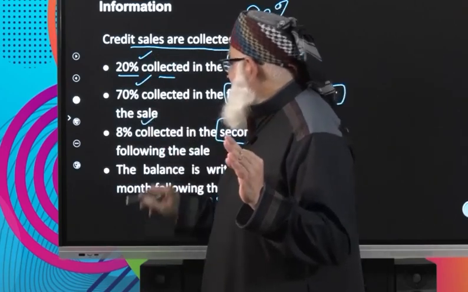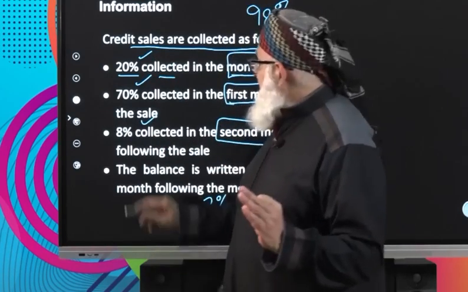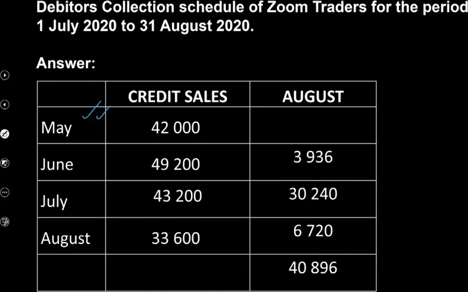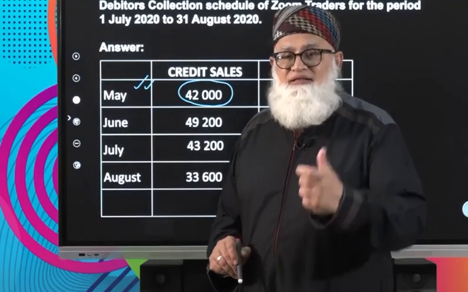8% will pay us in July. Therefore, notice that May's credit sale has no impact on August. The question that you may be asking is, why is the 2% not shown in August? Because clearly the 2% is your bad debt that you had written off in the month of August.